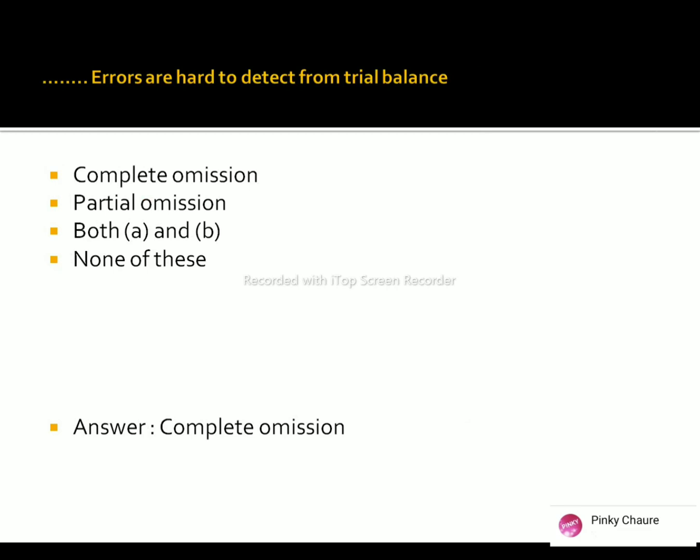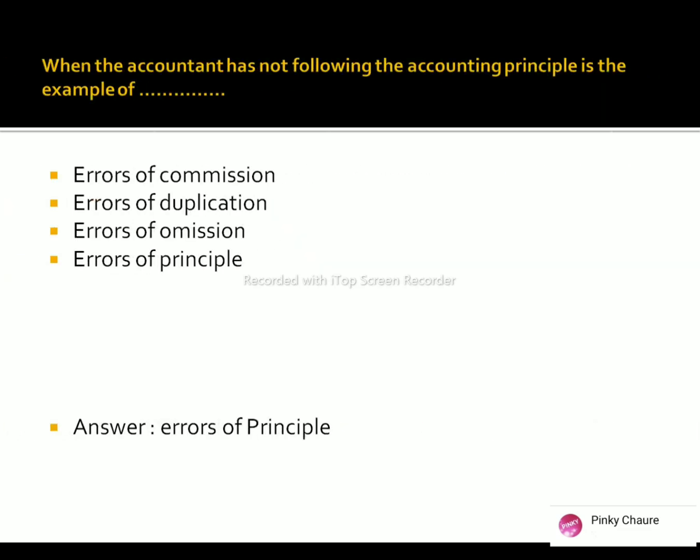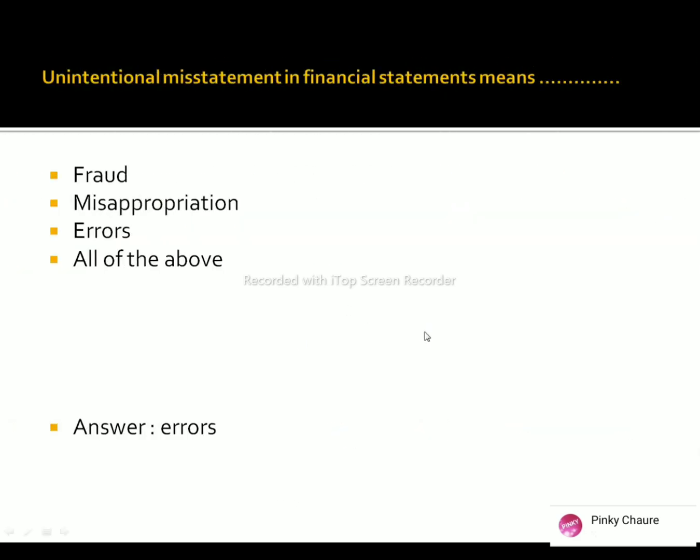Next, dash errors are hard to detect from the trial balance. Option is complete omission, partial omission, both A and B, none of these. Answer is complete omission. When the accountant has not followed the accounting principles, it is an example of dash. Option is errors of commission, errors of duplication, errors of omission, errors of principles. Answer is errors of principles.